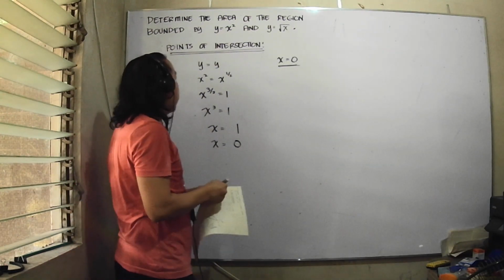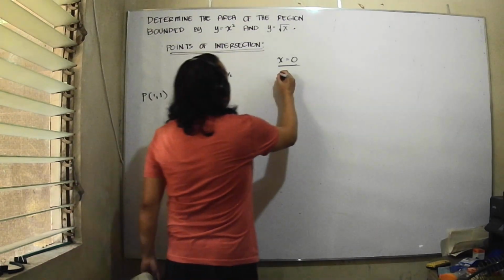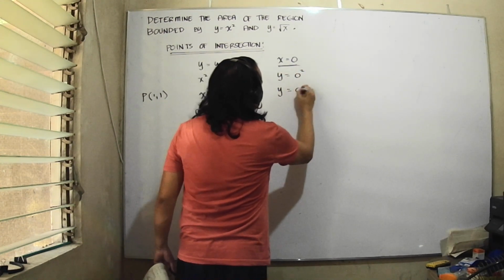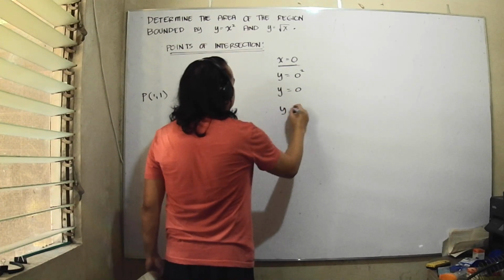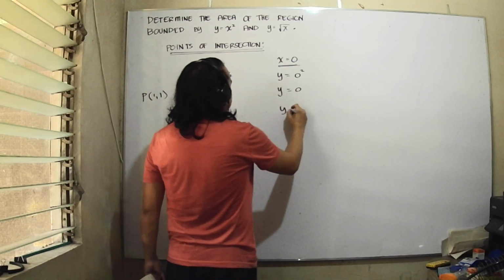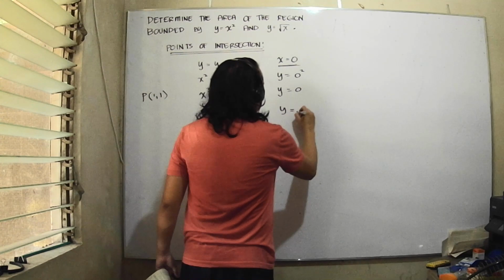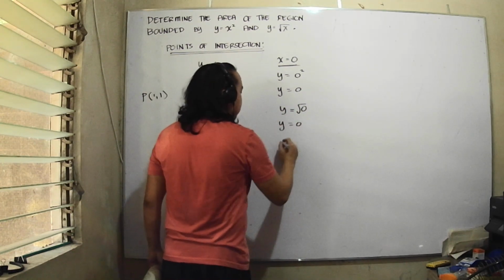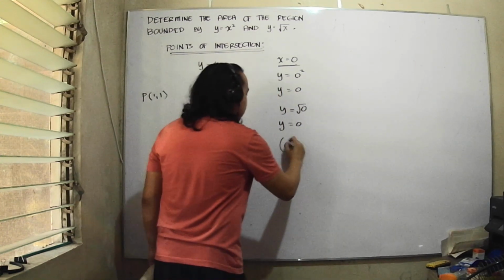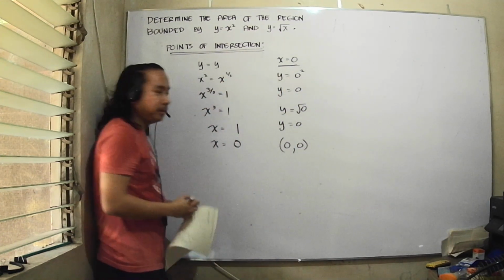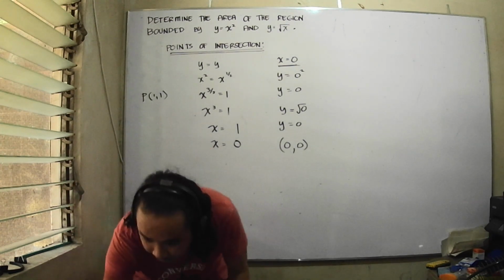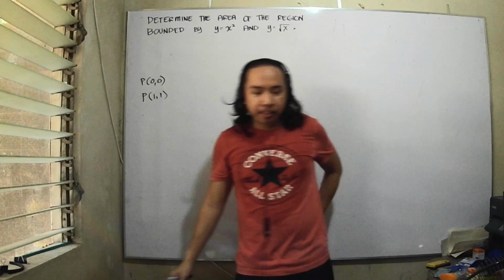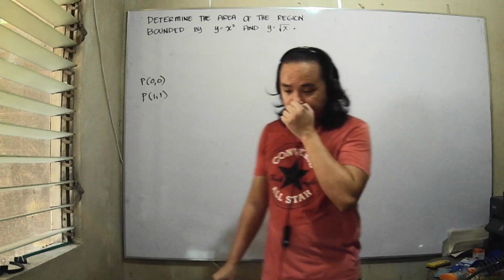Okay, when x is equal to 0, y is equal to 0 squared, so y is equal to 0. When x is equal to 0, y is equal to the square root of 0, so y effectively is equal to 0. So this point is when x is equal to 0, y is equal to 0. Cannot be denied. Okay. So much for the points of intersection.